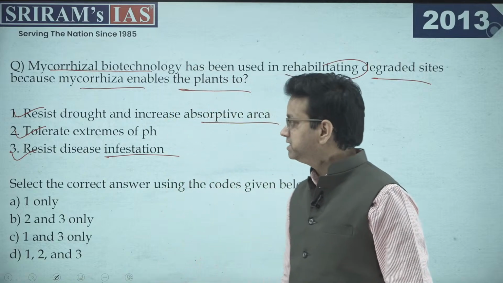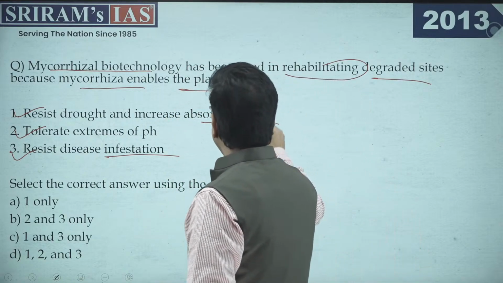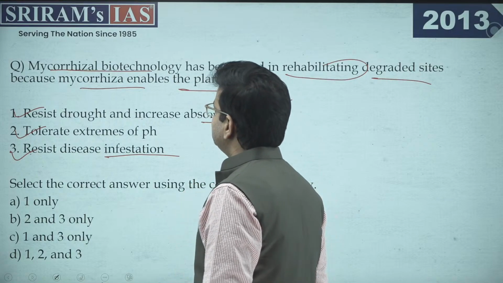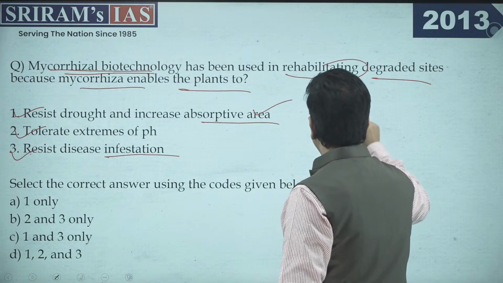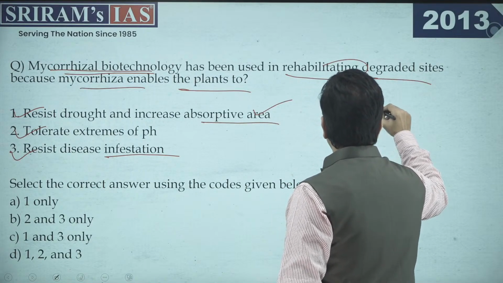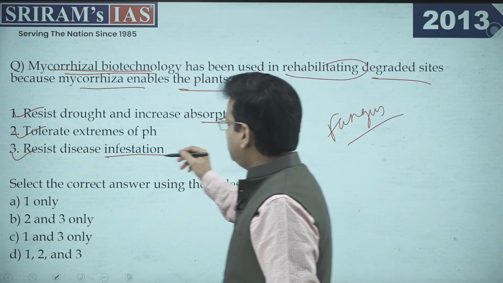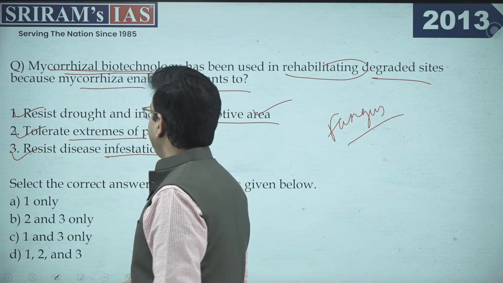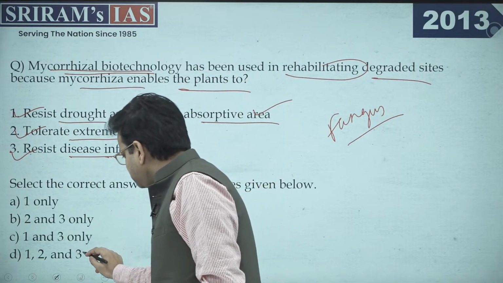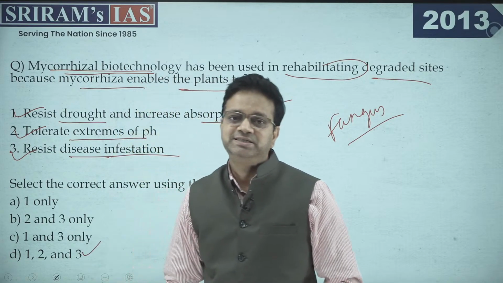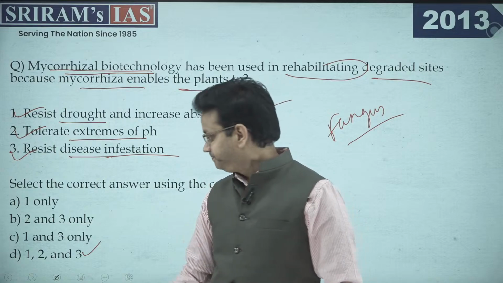Now this is again something important. If you look at each and every statement, this particular statement is correct because mycorrhizal technology uses fungus, right? So it uses fungus, and this technology helps in all these 3: tolerating the extreme pH, resisting the disease infections and resisting drought. So for this particular statement, the correct option is D, that is 1, 2 and 3.